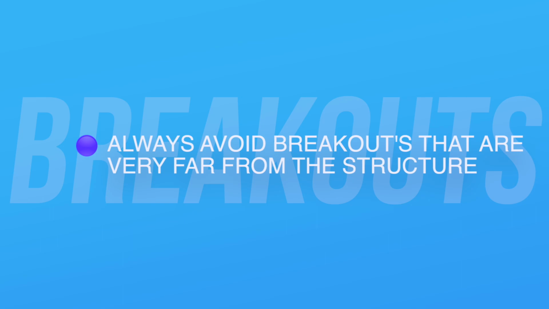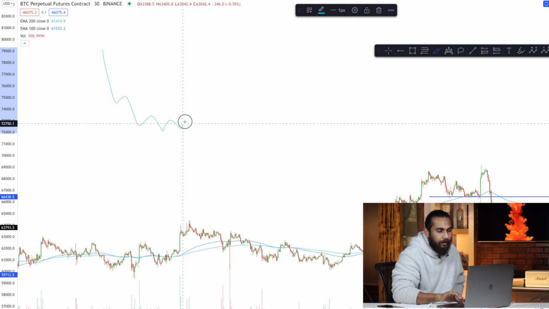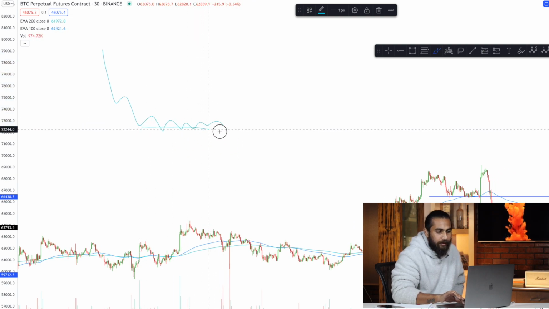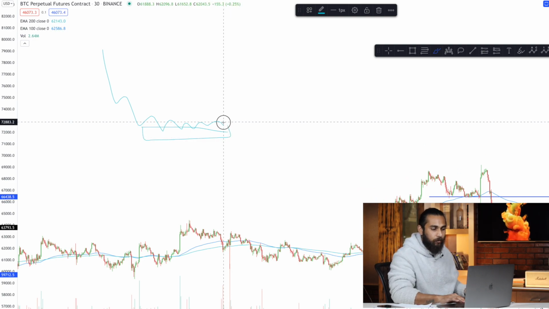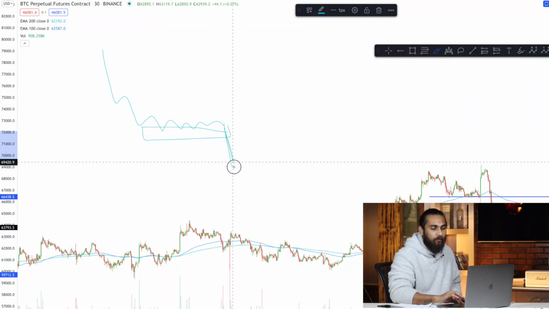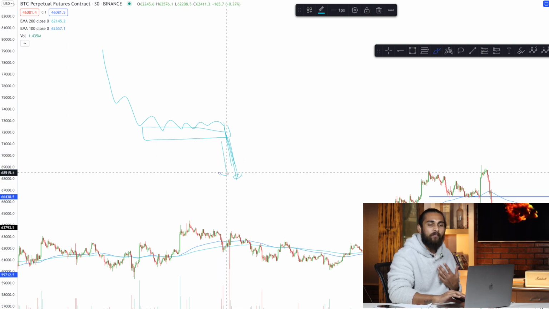Now the next thing is always avoid breakouts that are very far from the structure. Let us say that the price is moving down and then the price moved near the support, right? Let us say that this is our support level. When the price breaks this support and moves down, the first thing that we will do is wait for the candle to complete, right? We cannot enter in between a candle, that is, we cannot enter before a candle has formed. Let us say this time the candle forms over here and it is finished way down below. That is too far away from our structure or pattern.